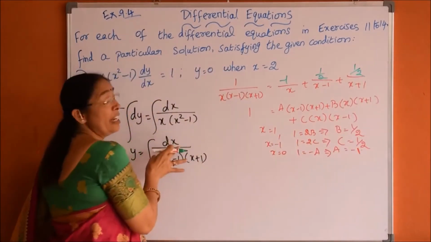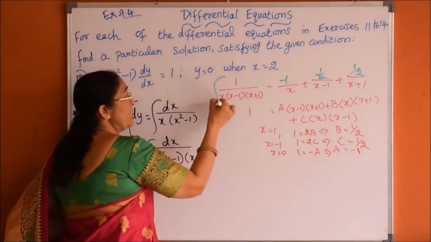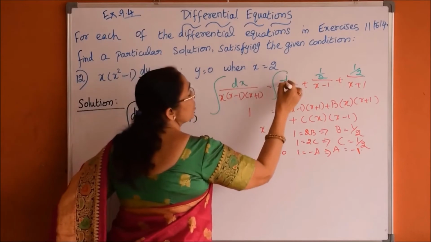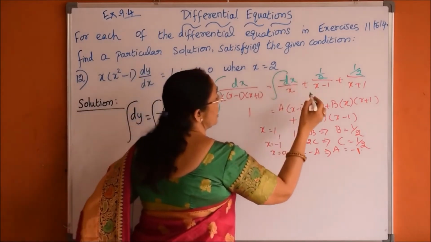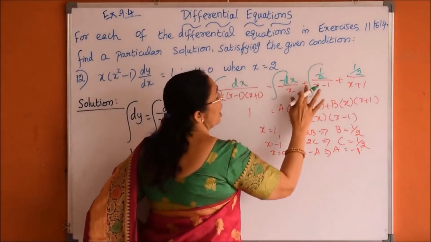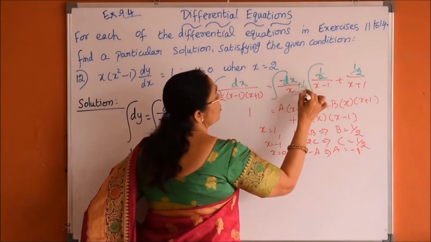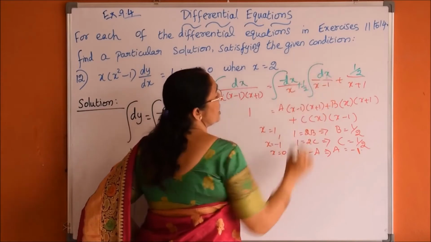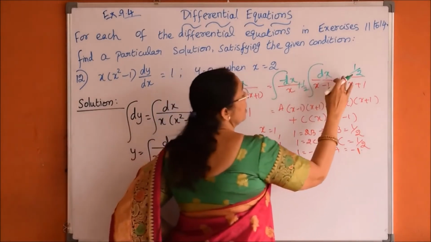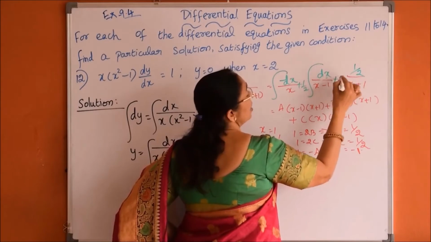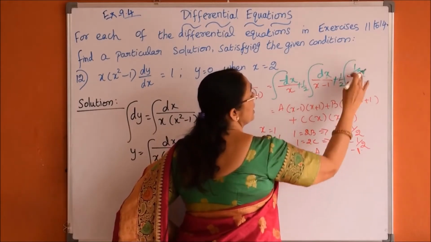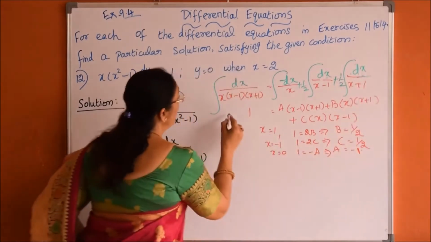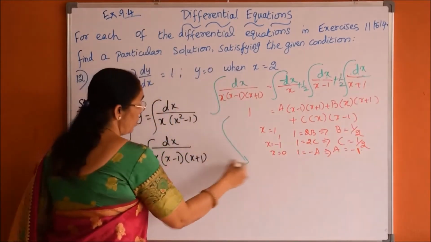Now we have taken only the function, so this is what we need to integrate. The integration of this part: −1 into dx is −dx/x, and in the second term we can take the half common outside the integration, so half of the integration of dx/(x − 1). Coming to the third part, again taking half outside, the integration is dx/(x + 1). It's clear? Now we have to do this integration. Okay, let me continue here only.